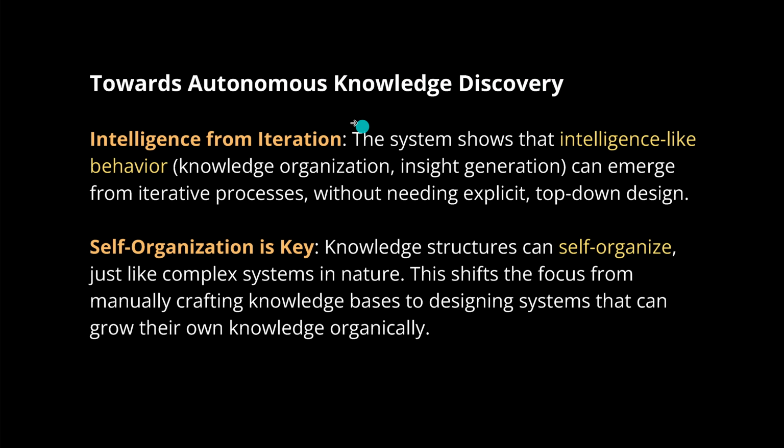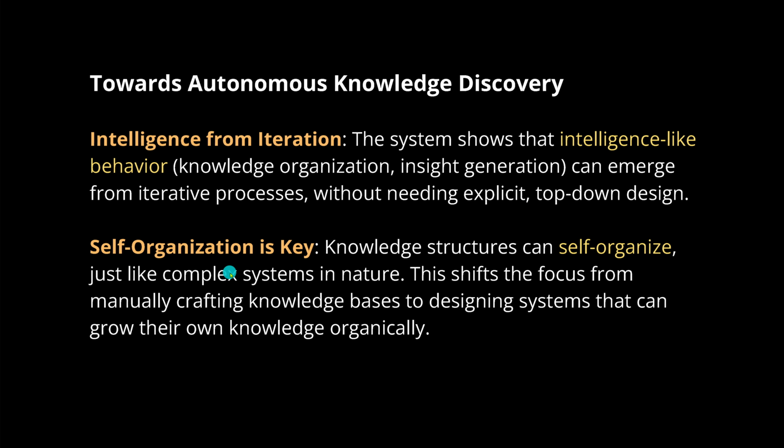Now we are heading, of course, towards some autonomous knowledge discovery. And all the things that you see here for deep research from OpenAI and Google and whatever, yes, we are heading in this direction, but we're doing it in a different way. We want to have some intelligent behavior from some iteration. So this particular system shows that intelligent-like behavior, like knowledge organization or just generating some insights, can emerge from this iterative process without needing some explicit top-down design for the knowledge graph.